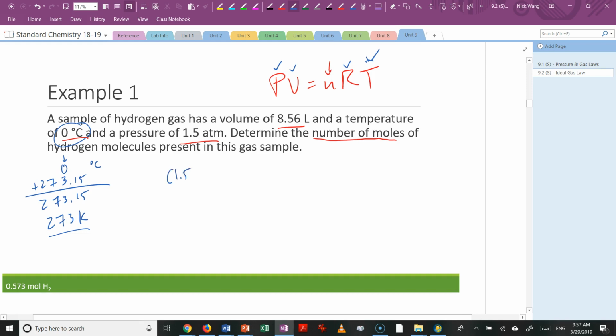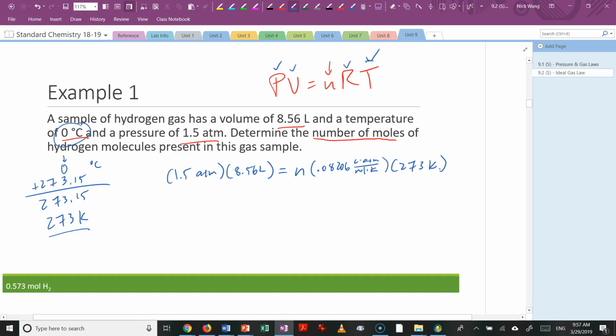Pressure is 1.5 atm, right, atmospheres. Volume is 8.56 liters. That's equal to n, which we don't know yet. We're solving for that, times the gas constant of 0.08206 liters atmospheres per mole K. Again, that whole thing is something you have to know. Times this temperature that we just converted, which is going to be 273 K.